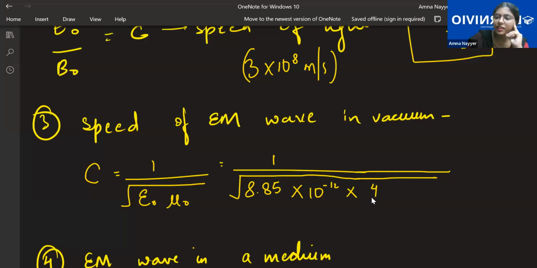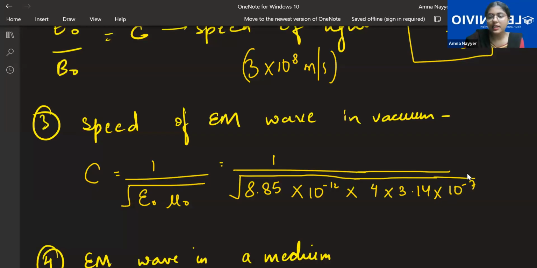Yes, so be confident about that. It is right: 4 pi into 10 to the power minus 7. Now don't forget these two things. Pi we know is 3.14, and this is 10 to the power minus 7.